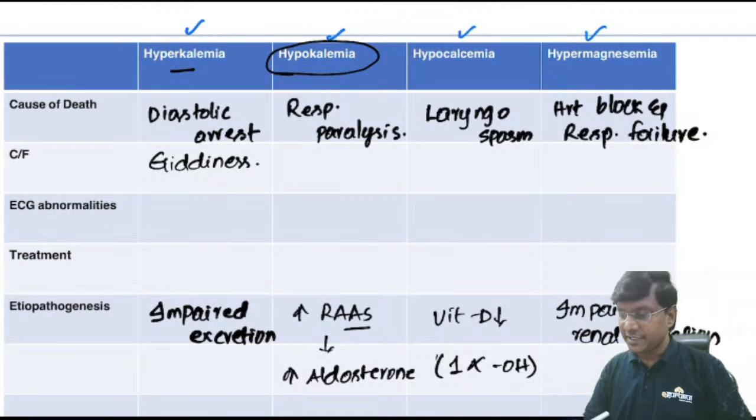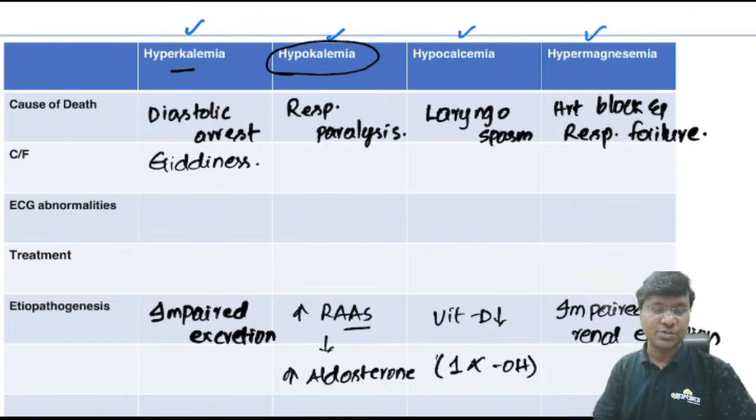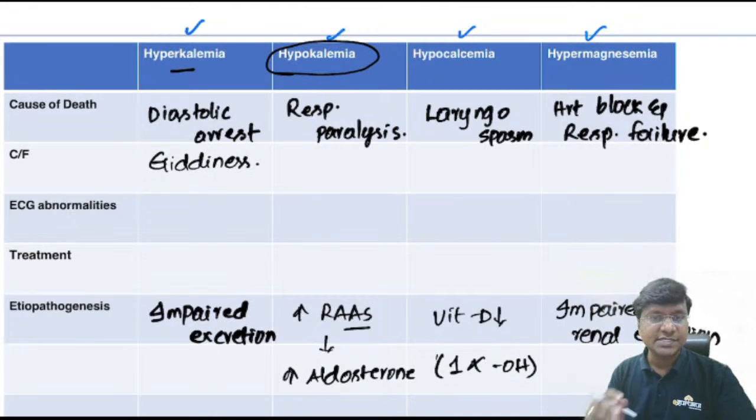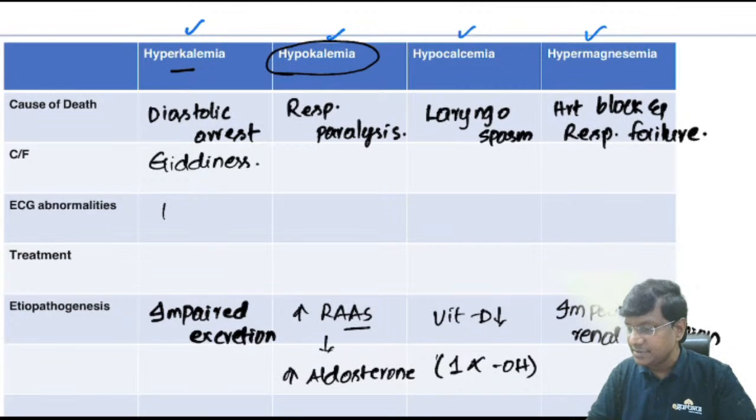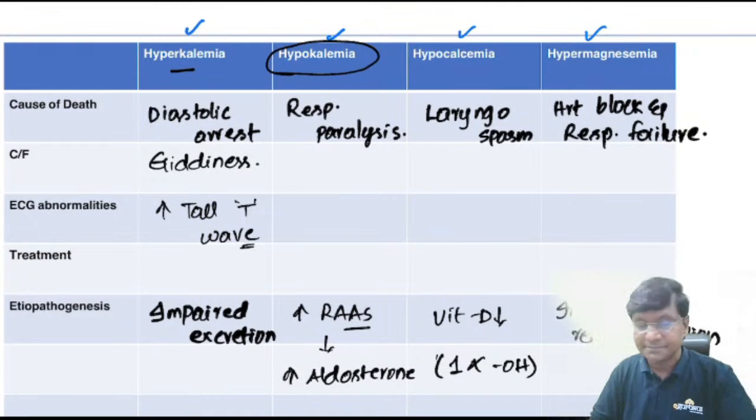Then the next important is the ECG changes in case of the hyperkalemia. So ECG changes in hyperkalemia. What is the earliest ECG change in hyperkalemia? That will be tall T wave. Can anyone tell me what is the differential diagnosis for the tall T wave?